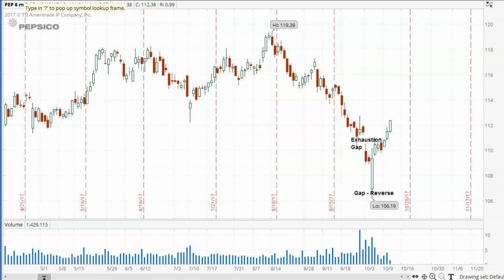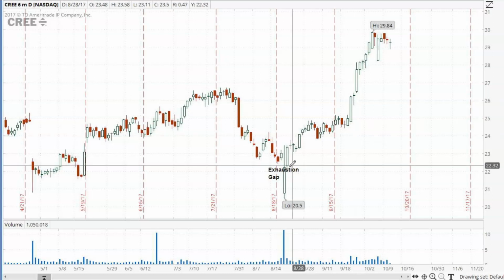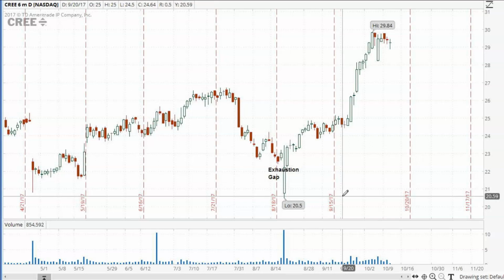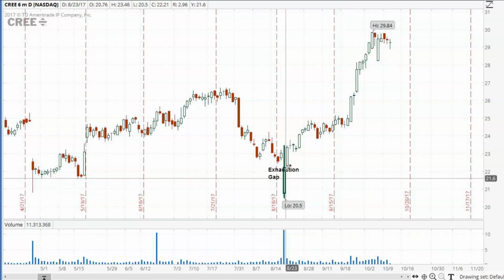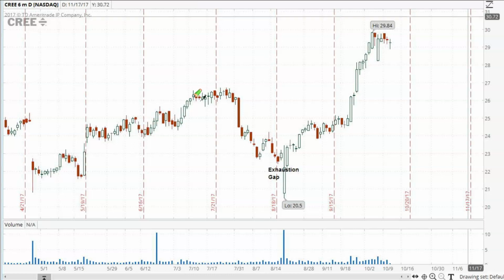Let's look at CREE, C-R-E-E, a pretty volatile stock. And here you could see the exhaustion gap on the downside, and that's pretty close to a gap reverse right there. Not quite qualifying it, but big downside gap, huge volume, and then this big white bar that occurs right there. And you can see what happened after that. Well, that was clearly the end of the downtrend and the beginning of the upward momentum. So you could see that right in there. I mean, it's really clear, and that's a very important bar when you see that.